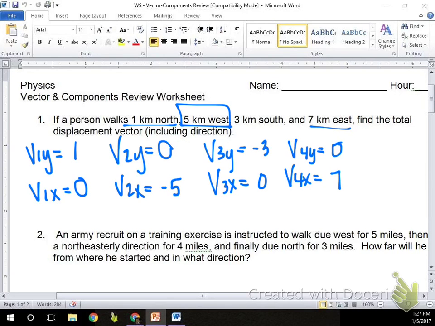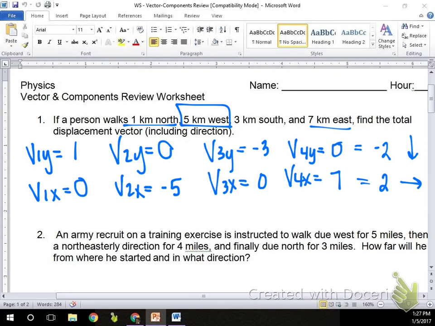Okay, so this problem was pretty easy. We didn't have to break any angles into components. These gave us all 4 vectors that were purely horizontal or purely vertical. We're going to add all our x's and add all of our y's. For the y's, negative 3 plus 1 is negative 2. For the x's, we have negative 5 plus 7, which is positive 2. So in the y direction, do we expect that component to go north or south? South. And for our horizontal component, east or west? East, because it's positive 2.